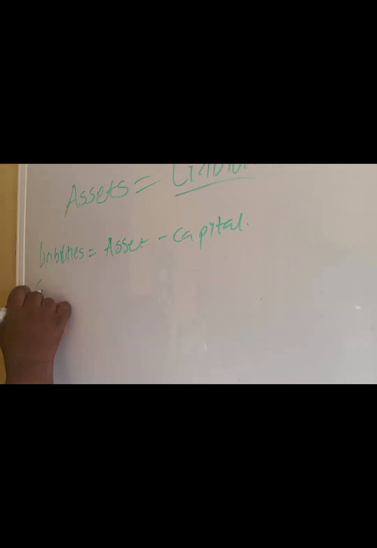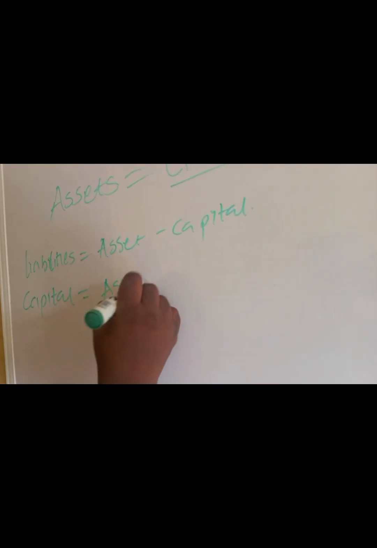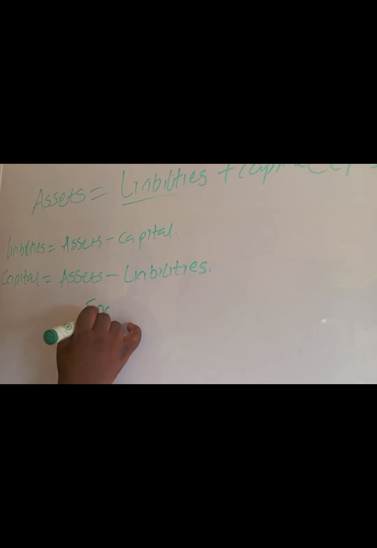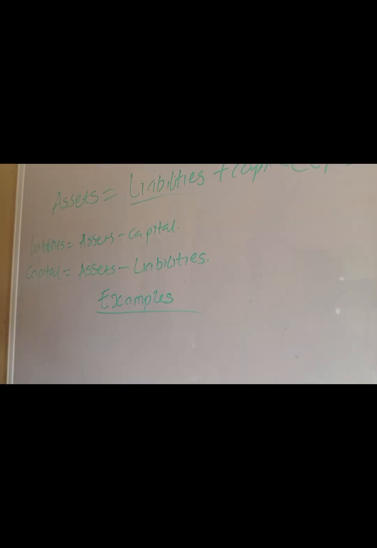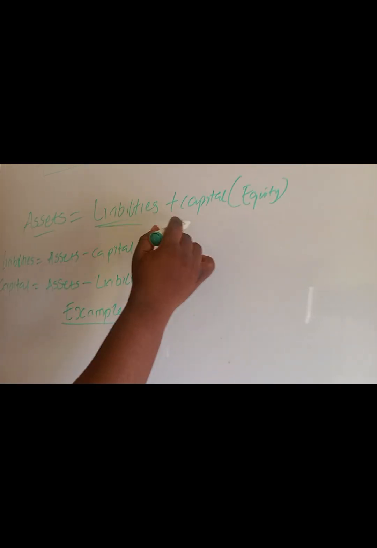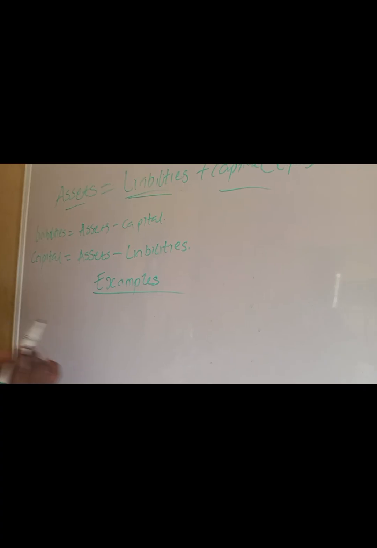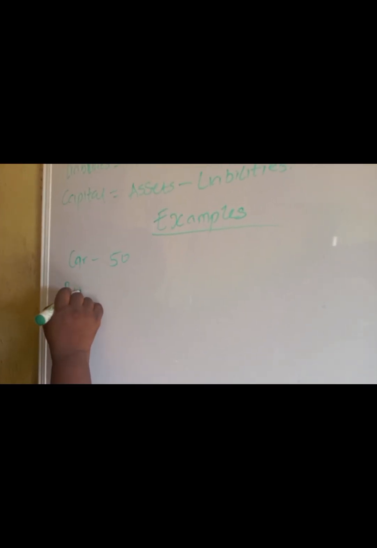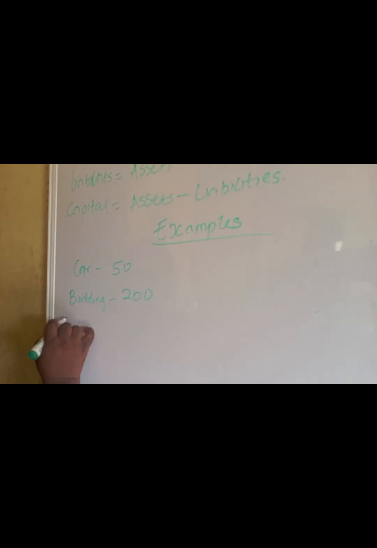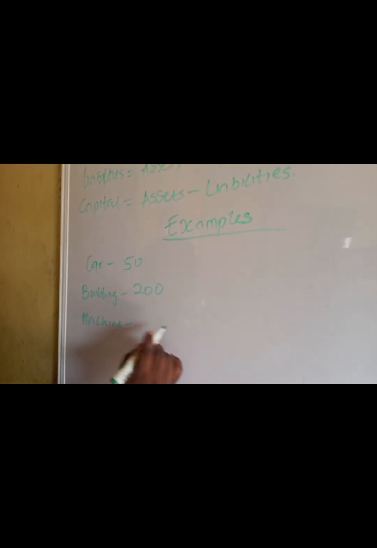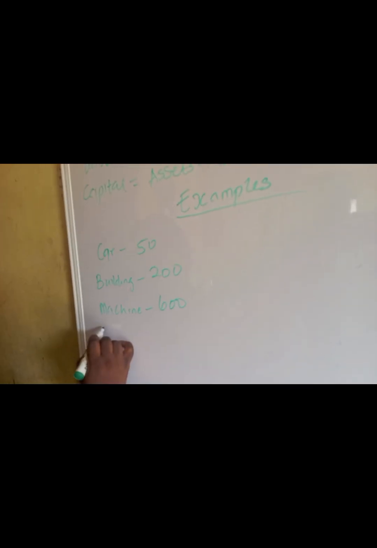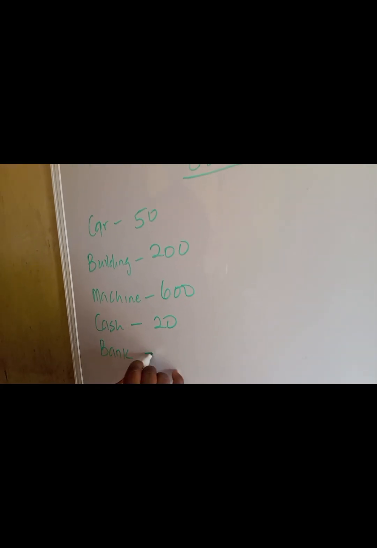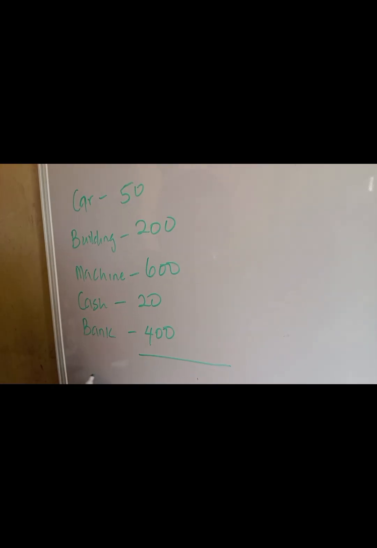Now, like I said earlier, assets are the things you have, liabilities are the things you owe, and equity is what is left for the business owner. Now, let's say I have a car worth 50 naira. I have a building worth 200 naira. I have a machine worth 600 naira. My physical cash, I have 20 naira. I have 400 naira in bank.